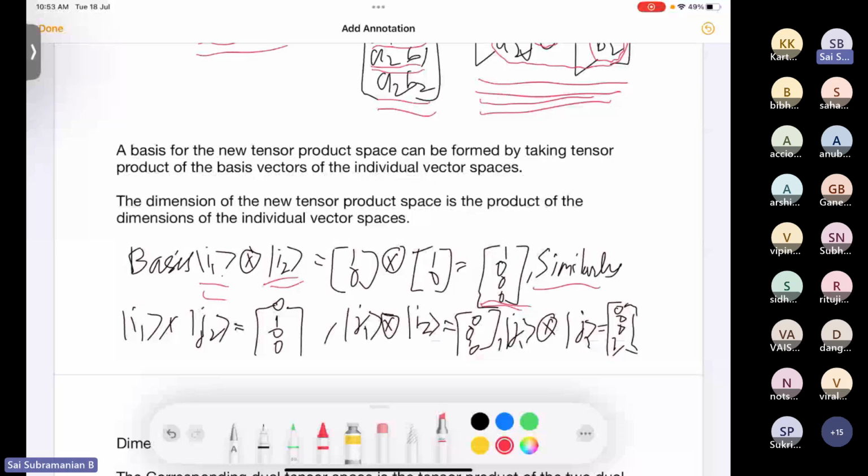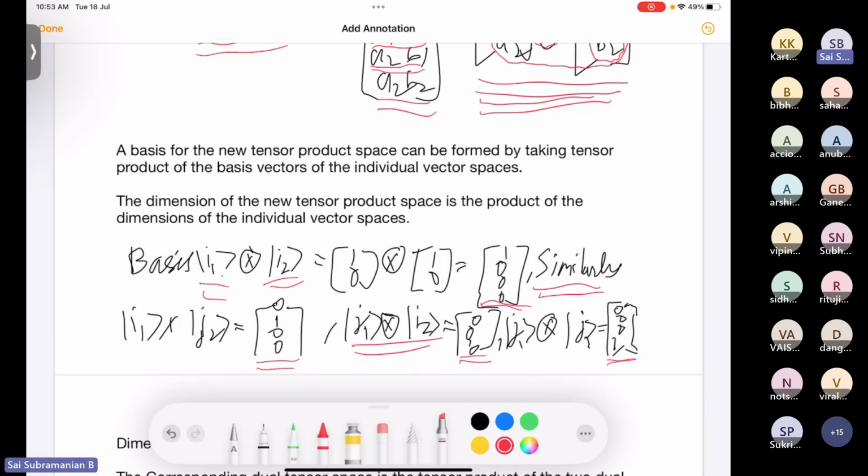Similarly, we can take other combinations. You can take I in the first and J in the second, which gives us (0, 1, 0, 0). Similarly, J in the first and I in the second gives us (0, 0, 1, 0). J in the first and J in the second gives us (0, 0, 0, 1). So these are the 4 basis vectors in our new space.